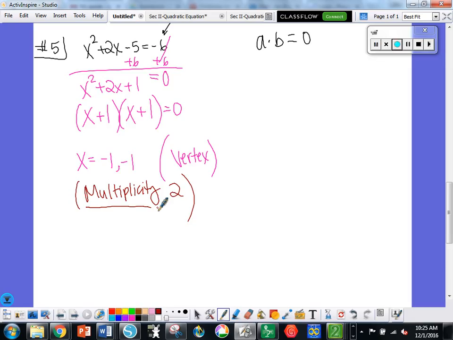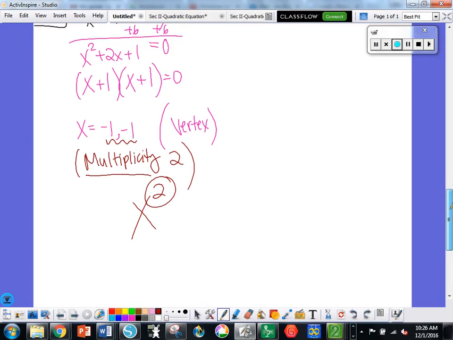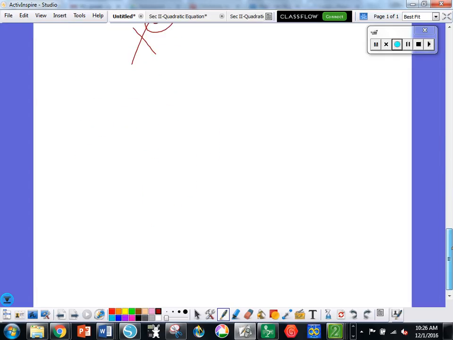Has anybody's brain exploded, or are we good so far? It means that there are 2 factors happening in the same spot. Because every x squared will always have 2 answers. Some of them will just be repeaters like this. And we'll talk more about it next time. Last one. You good? Number 6.